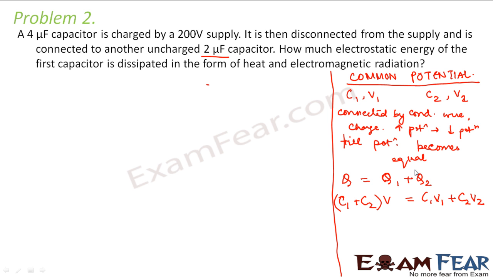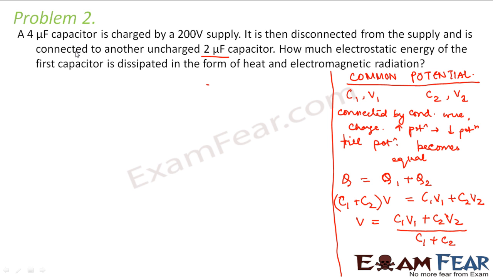Now after the common potential is attained, the total charge is nothing but the total capacitance, that is C1 plus C2, multiplied by the common potential. Therefore, common potential can be found out as C1 V1 plus C2 V2 divided by C1 plus C2. So common potential is equal to the total charge divided by the total capacitance. So this is the concept of common potential.